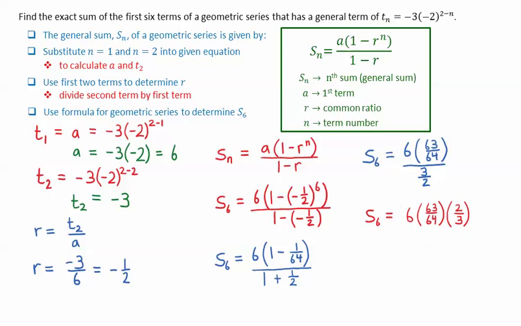We can then change the division by 3 over 2 to multiplication by 2/3. We can then do a little bit of cross-canceling. We can cancel out the 3 with the 6 to give a 2. And we can also cancel out the 2 2's with the 64 to give us 16 on the denominator. We then have a result for the sum of the first 6 terms of 63 over 16.